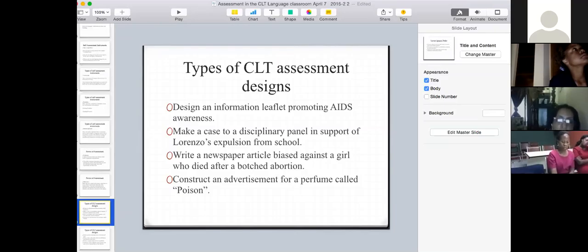I want you guys to start thinking outside of the box. The most natural answer here is persuasive writing, but I want you to see that this could really work for anything that you have to teach them. Some things are going to be more appropriate than others. But if I'm coming to you, if I want to speak on the present tense, and I'm looking at designing a leaflet promoting AIDS awareness.